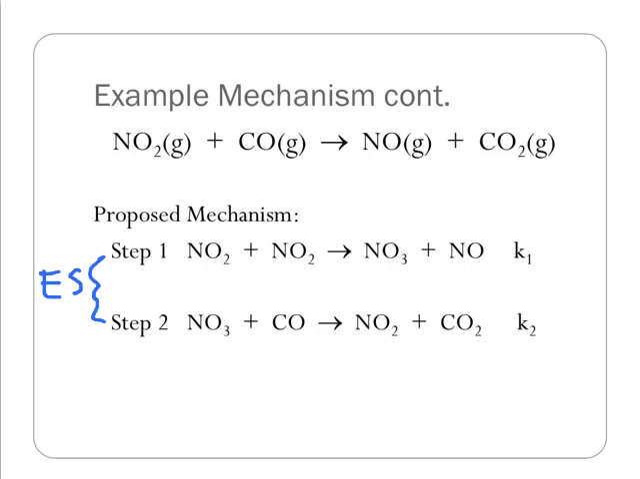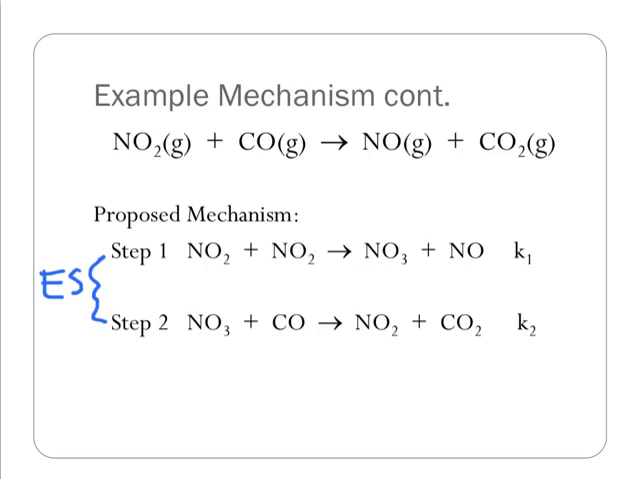10 or more steps could be a fairly complicated mechanism. So we have elementary steps. Another key idea that we have to talk about is the concept of intermediates. You'll see that during the course of this reaction, we eventually make NO3 during the first step, and then that NO3 is a reactant in the second step.